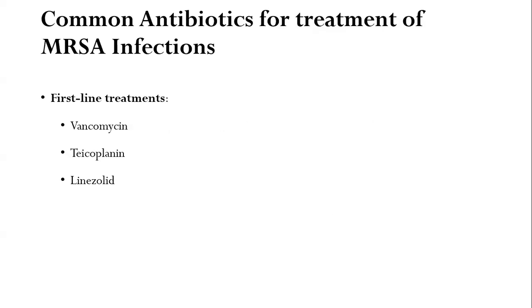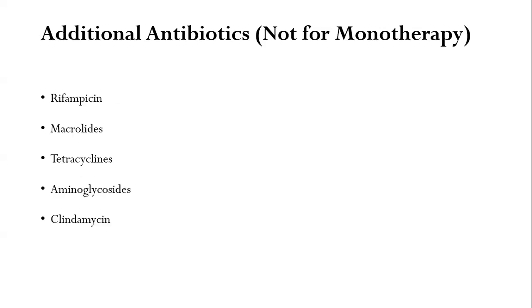Now, what are the antibiotics for the treatment of MRSA infections? The first line treatment includes antibiotics such as vancomycin, teicoplanin, and linezolid. So remember, vancomycin, teicoplanin, and linezolid. So teicoplanin is the correct answer in this question.